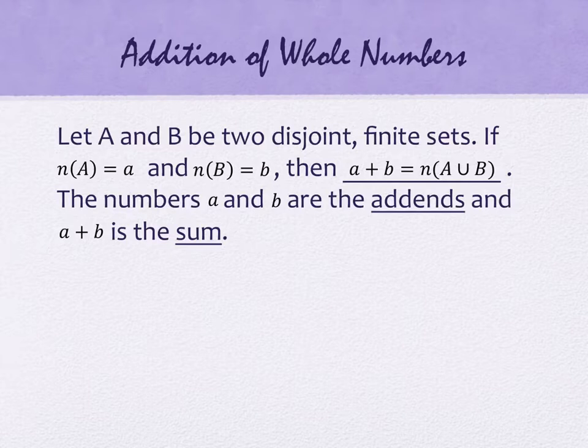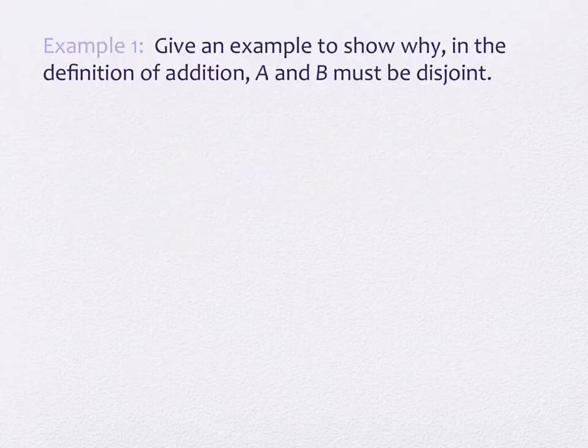Then, if we were to add a and b together, lower cases, it would be the same as counting the number of items in the union. And the reason that's true is because they don't overlap. The numbers a and b are addends, as we call them, and a plus b is called the sum. Okay?